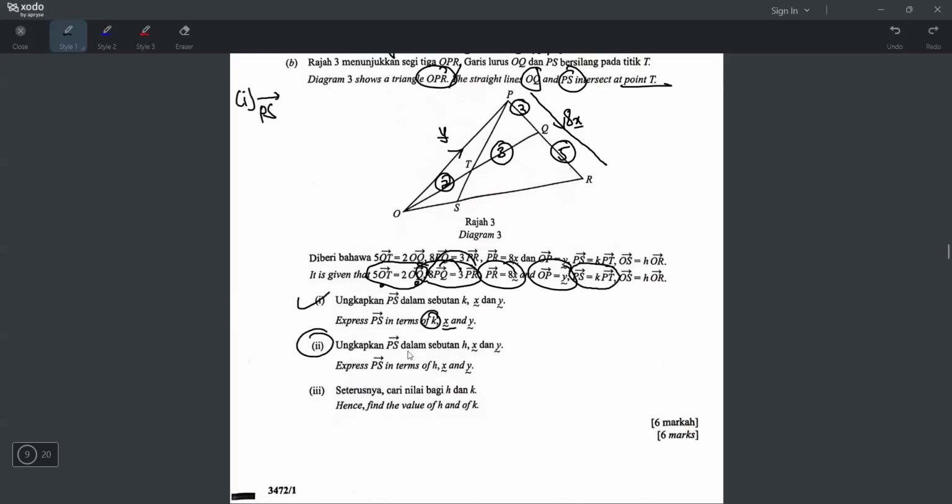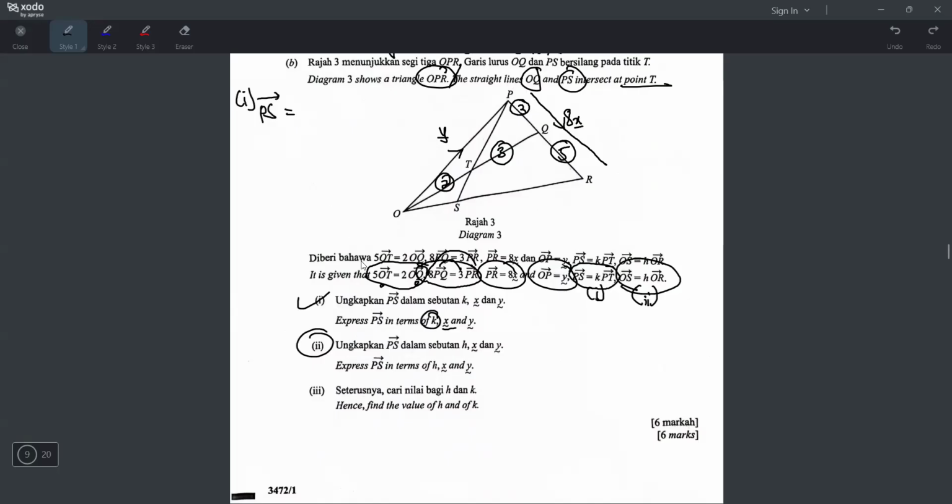Then what about question 2? Question 2, they say in terms of H. So which information has H here? Not in the diagram, not here, not here, not here, not here, not here. So where is it? This one, right? That means the first question you have to use this information, the second question you have to use this information. Okay, that's what it means, right?